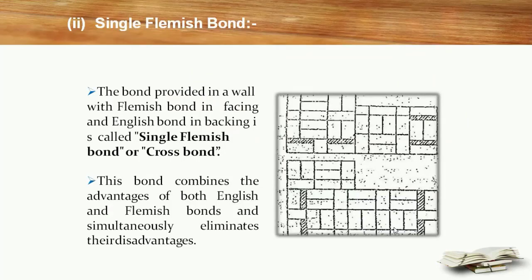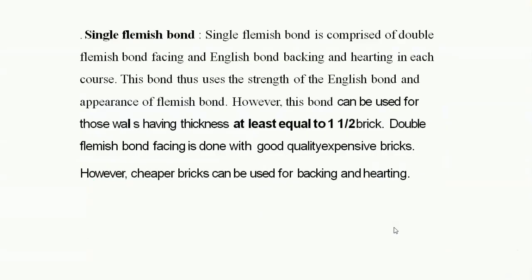Next is the single Flemish bond. The disadvantages of the single Flemish bond are that it cannot be used for a wall of a thickness less than 1.5 brick, and in some portions long vertical joints are unavoidable. The bond provided in a wall with the Flemish bond in facing and English in backing is called single Flemish bond or a cross bond. This bond combines the advantages of the English bond and Flemish bond and simultaneously eliminates their disadvantages also.